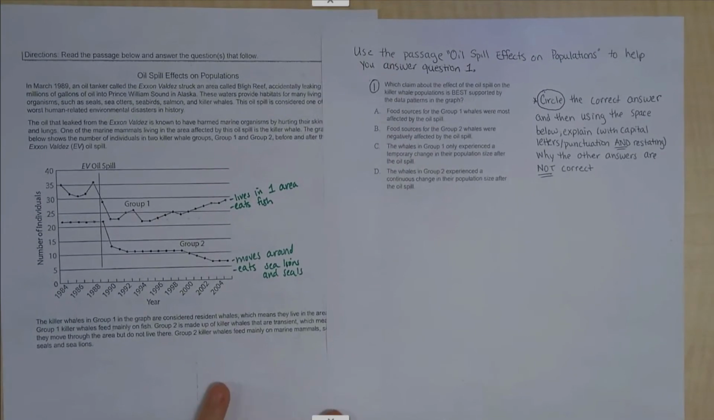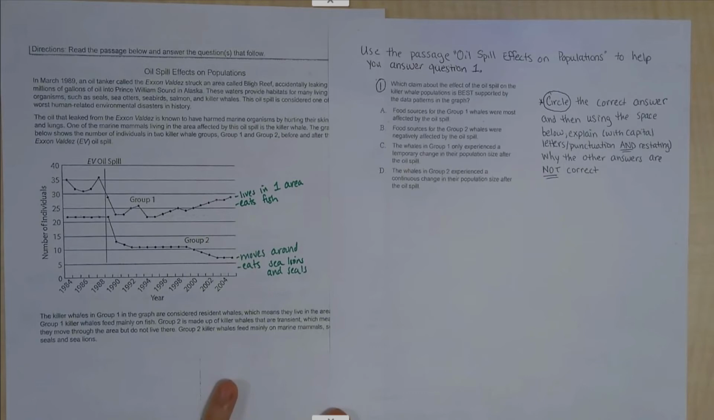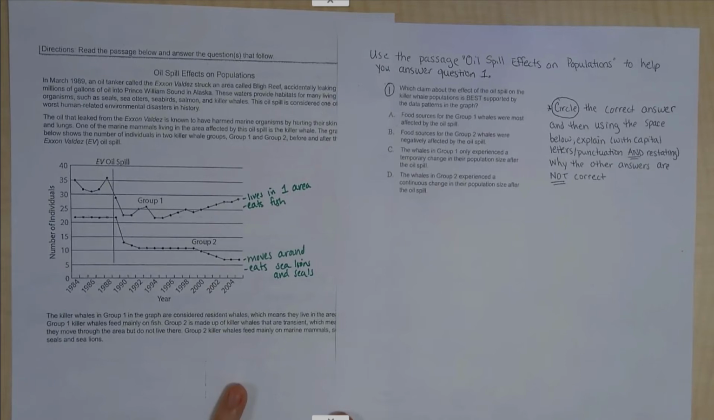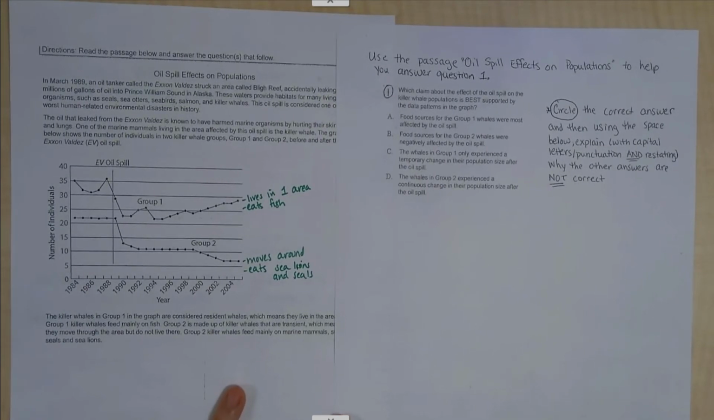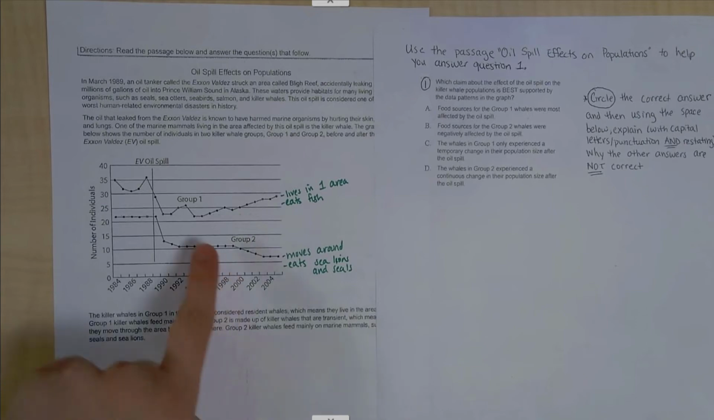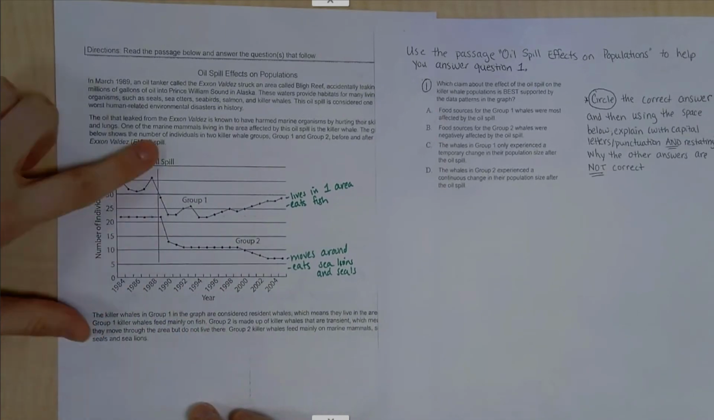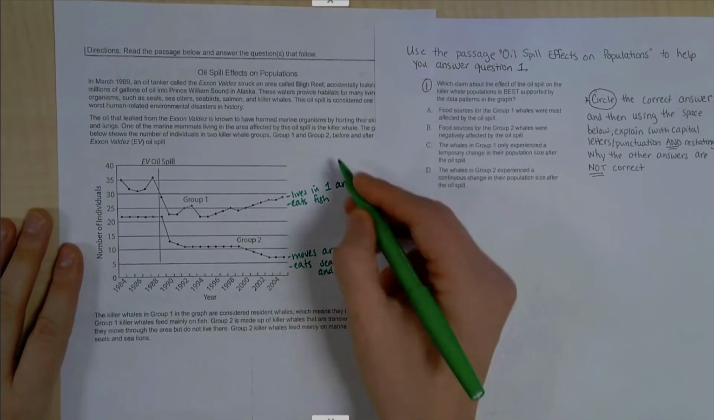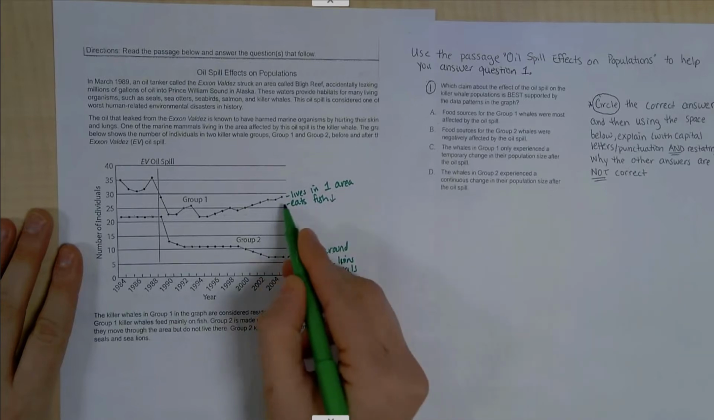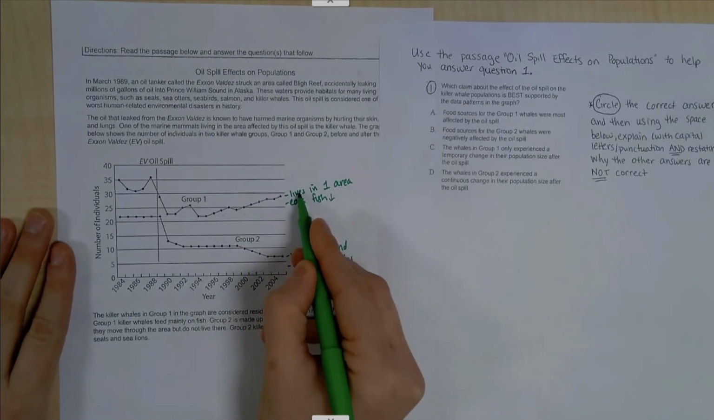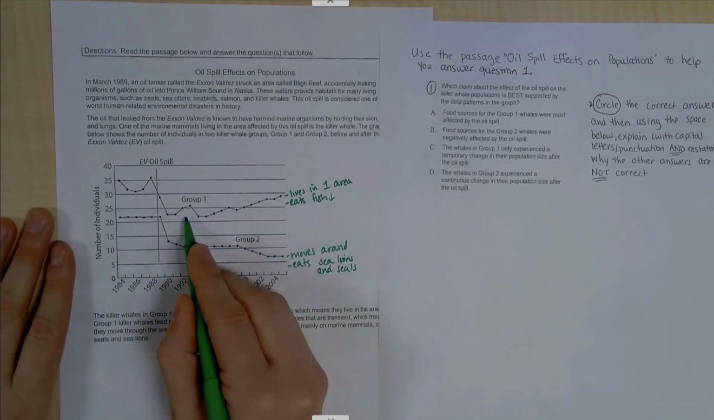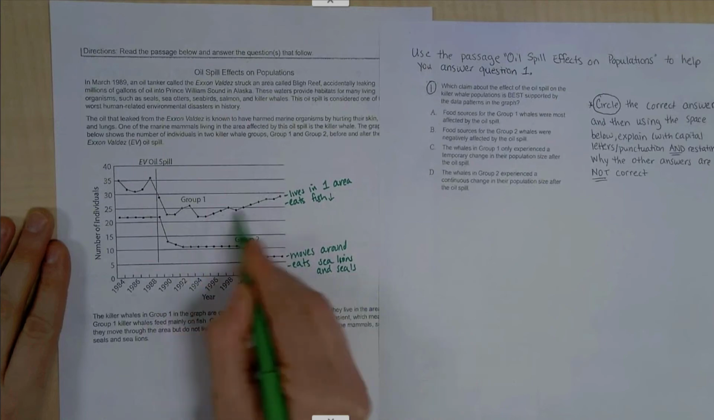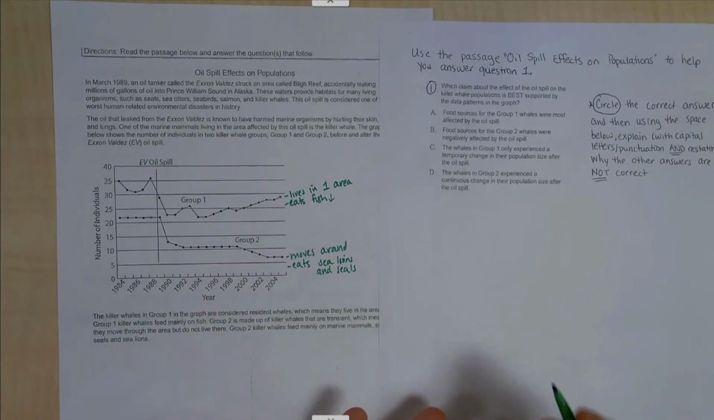So when it says question 1, which claim about the effect of the oil spill on the killer whale population is best supported by the data patterns on the graph? So food sources for group 1 whales were the most affected by the spill. So if I'm looking at group 1 and we know that this is where the oil spill was, if we're talking about the food sources, so that would mean if the fish were to decrease, then I would expect my population of killer whales that eats the fish to decrease. But if we're looking at this trend or what the pattern is that's happening with it, that group 1 is increasing, so it cannot be A.